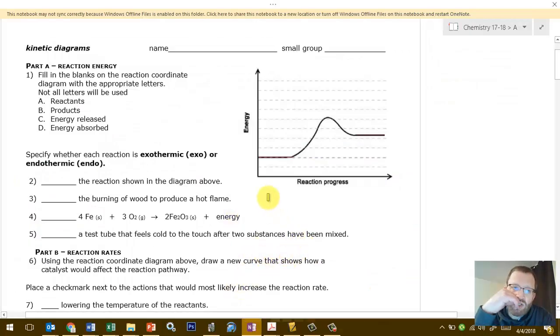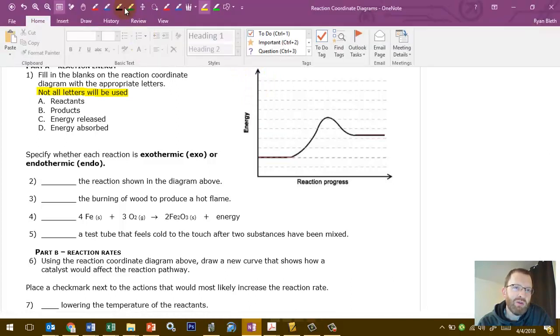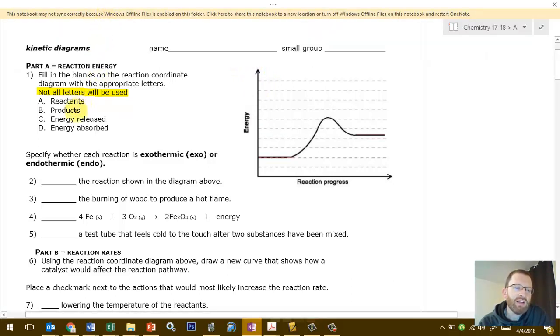So back on your assignment sheet, the first question asks you to fill in the blanks. Well, there really aren't blanks, just a lot of spaces where you could write these labels. So fill in and label the reaction coordinate diagram with the appropriate letters. And it says here, notice, not all letters will be used. That's important because you can't really use all four of these in a given picture. The reason being, you can't have energy absorbed and released by the same reaction. It either releases some energy or it absorbs some energy. Can't really do both. So as we get to labeling this, we're going to label the reactants and the products, and then either the energy being released or absorbed in this reaction. So I'll walk through this one with you, and I'll help explain it to you.